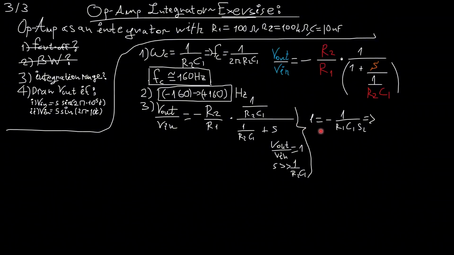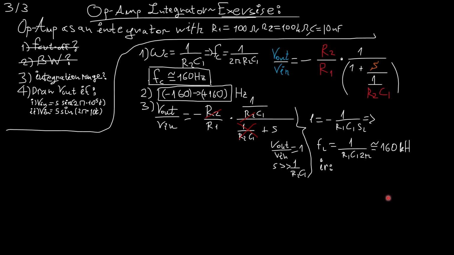Therefore, let me write it like this. The frequency here will be much higher than this part. So S will overwhelm 1 over R2C1. Now R2 will be simplified with this R2 and the configuration is the same as we had. I will call this frequency FL. Again, FL must be equal to 1 over this. This is 160 kilohertz, about this.